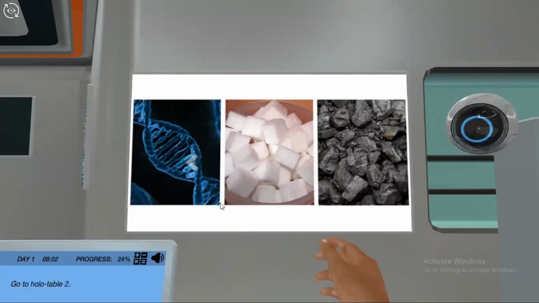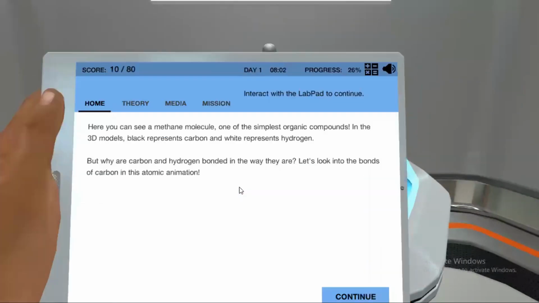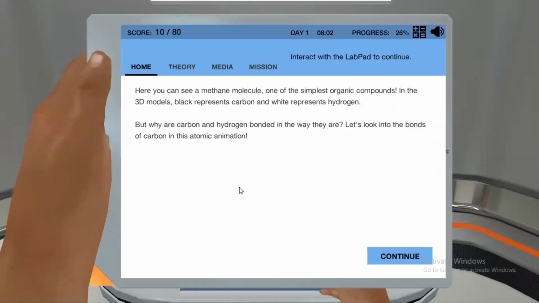Go to Hollow Table 2. Here you can see a methane molecule, one of the simplest organic compounds. In the 3D models, black represents carbon and white represents hydrogen. But why are carbon and hydrogen bonded in the way they are? Let's look into the bonds of carbon in this atomic animation.